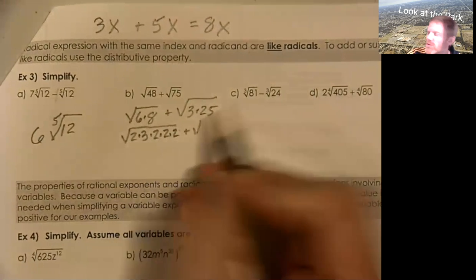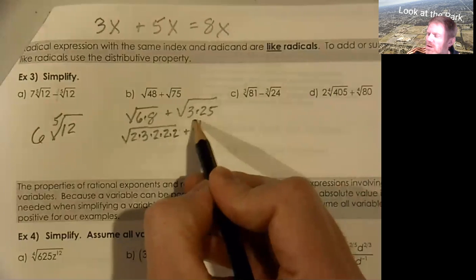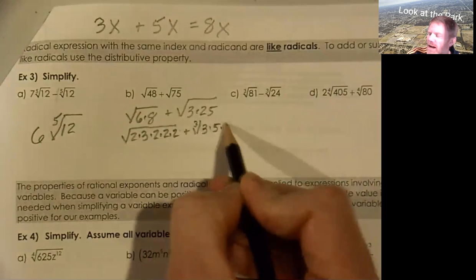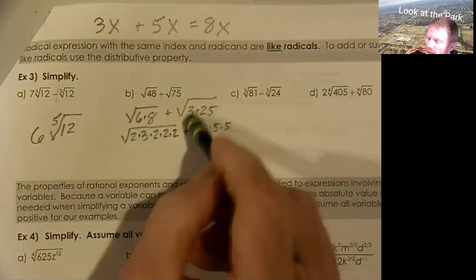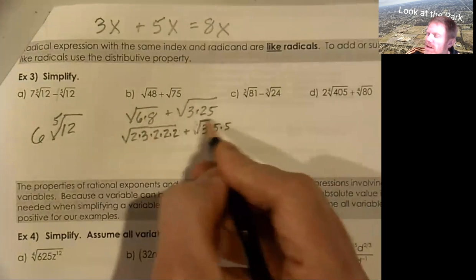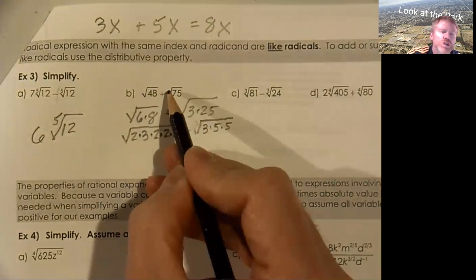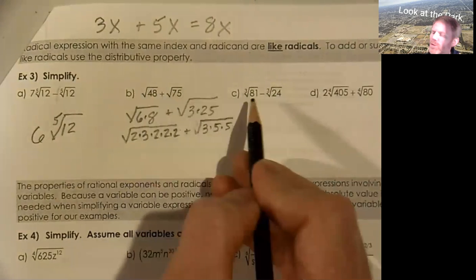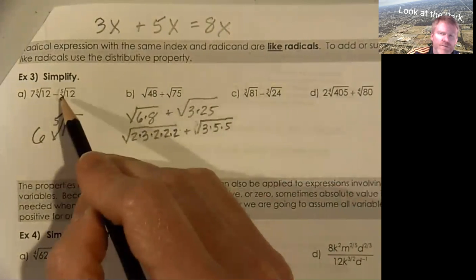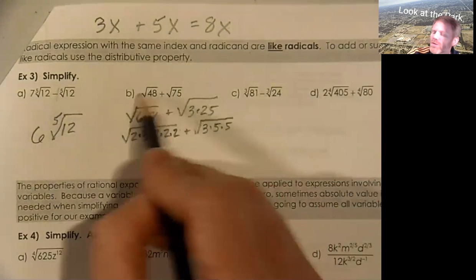And of course, you know 3 times 5 times 5. Well, it's not a 3, I'm sorry. These aren't cube roots, these are square roots. If no number is written in the index, that means it's a 2. You have to put a 3 if it's a cube root. You have to put a 5 if it's the fifth root. But if nothing's written, it's just a 2.